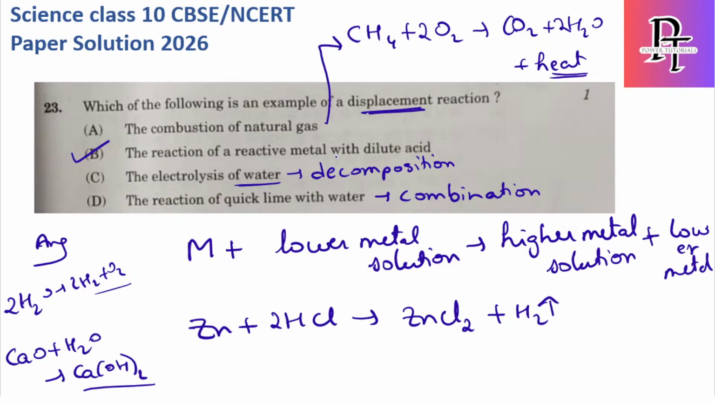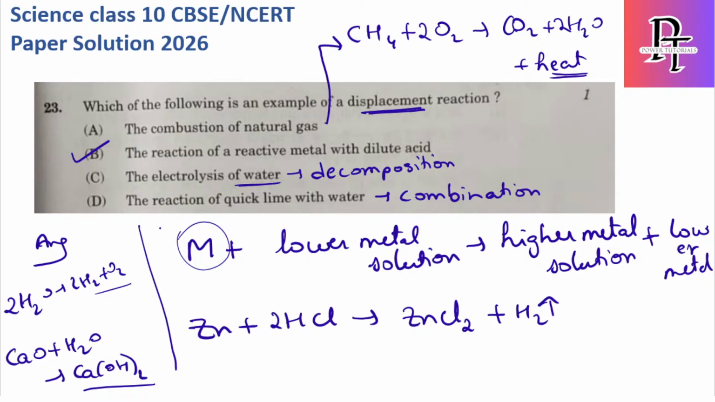Second, reaction of a reactive metal with dilute acid. So this is one of the examples of displacement that I told you about. Always remember, the higher reactive metal will throw out the lower reactive metal, and that will be combined with another solution. Simply, the higher power is taking the place of the lower power.